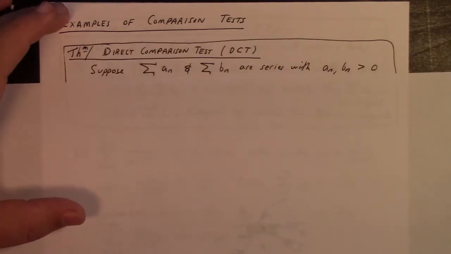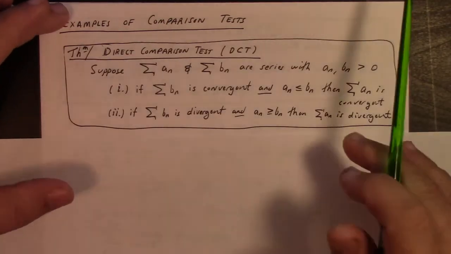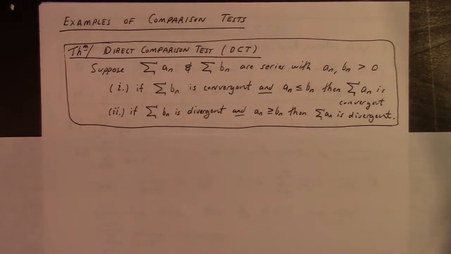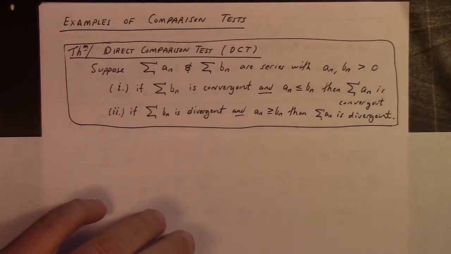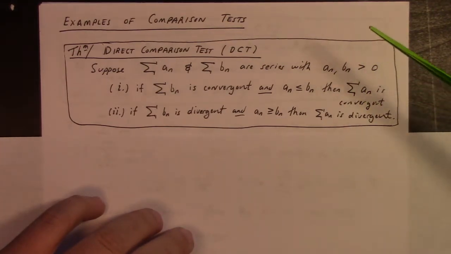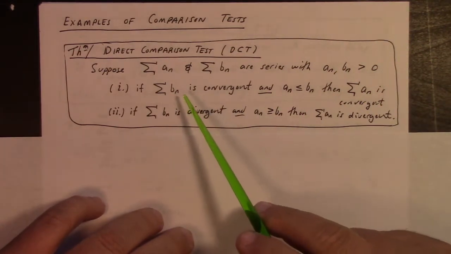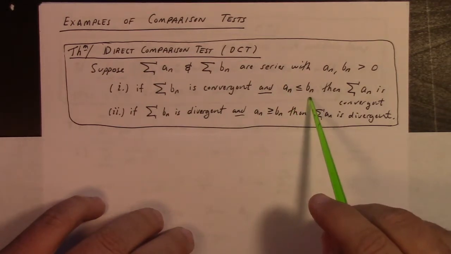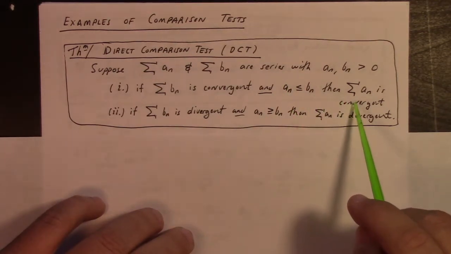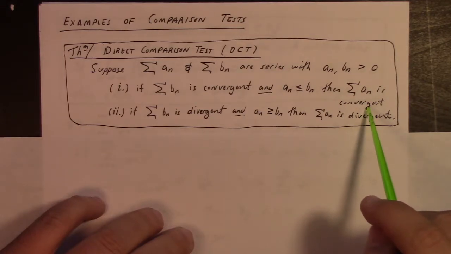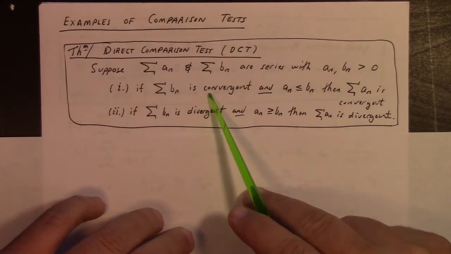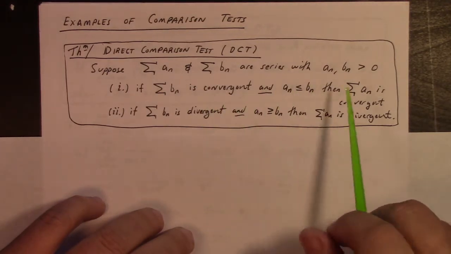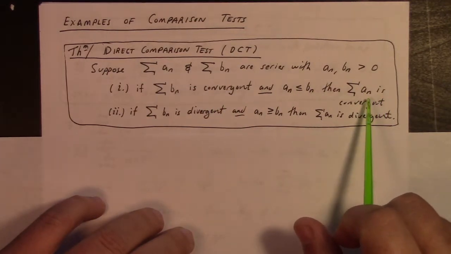The first is what is called the direct comparison test, or DCT. The direct comparison test compares two series with positive terms, an and bn. And here's the deal. If bn is convergent and an is less than bn, then an is convergent. So in other words, if you can show a larger series of positive terms converges, then a smaller series also built from positive terms will also converge.